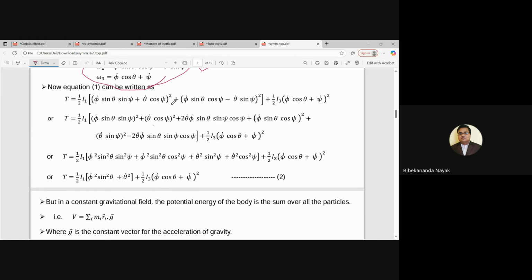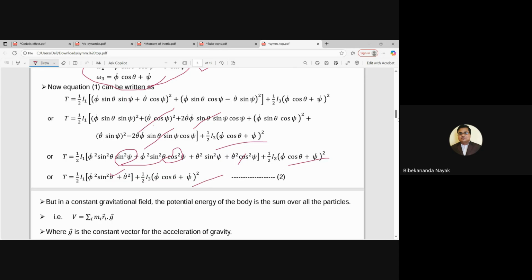Square it: (a plus b) whole square is a square plus b square plus 2ab, here a square plus b square minus 2ab, and in this product the plus 2ab and minus 2ab cancel. So we have only phi dot square sin square theta sin square psi plus phi dot square sin square theta cos square psi plus theta dot square sin square psi plus theta dot square cos square psi. If you take phi dot square sin square theta common, then it is sin square psi plus cos square psi, which is 1. If theta dot square common, sin square psi plus cos square psi is 1. So we got this and this one.